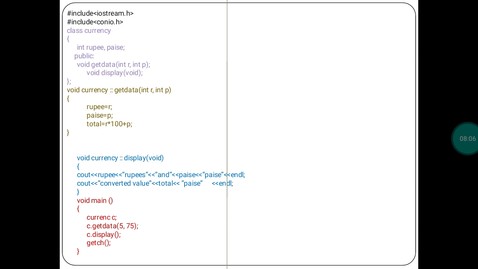So these 4 to 5 points are important in this chapter. When you come to know all these points, you will be able to write any program.